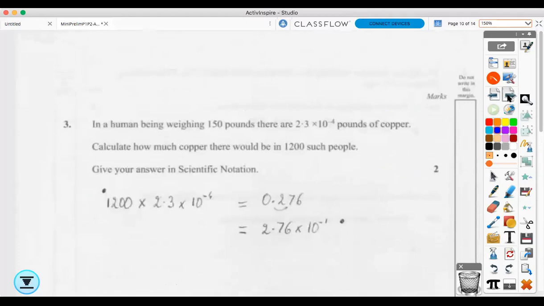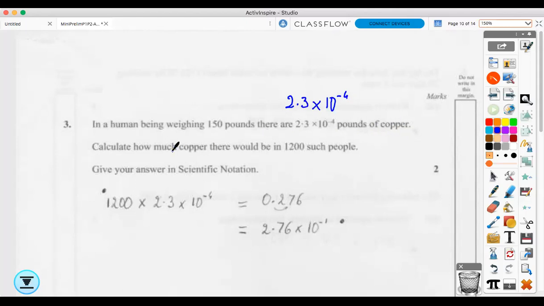Next question. In a human being weighing 150 pounds, so 75 kilos, which is probably an average person, there are 2.3 × 10^-4 pounds of copper. So we are made of natural chemical elements. This is a very small amount, but we've got iron in our blood, we've got copper going about our body, we've got a lot of other stuff.